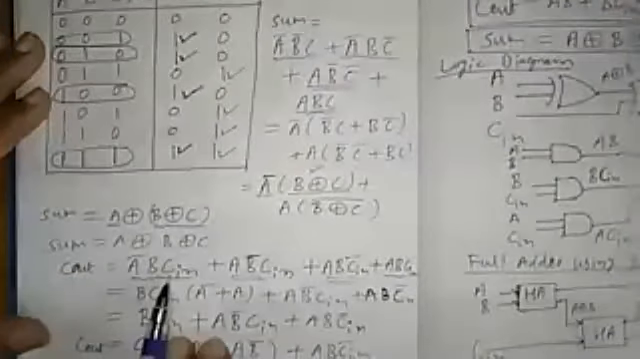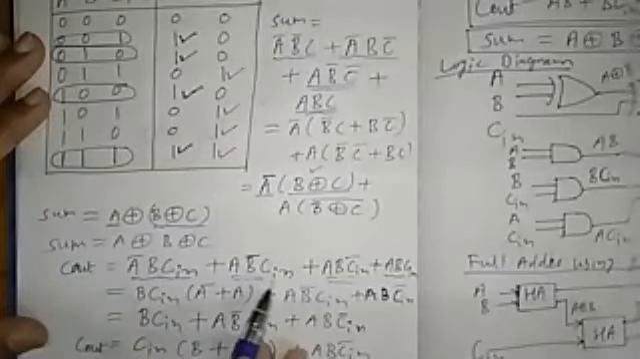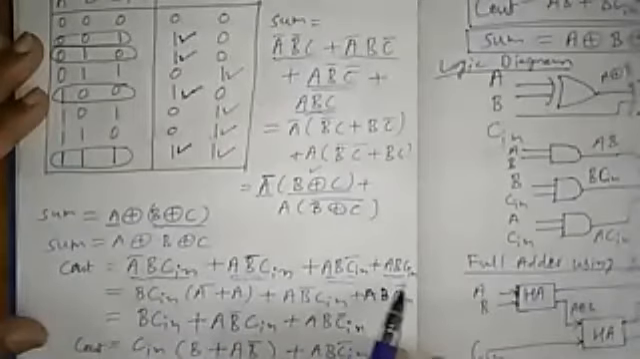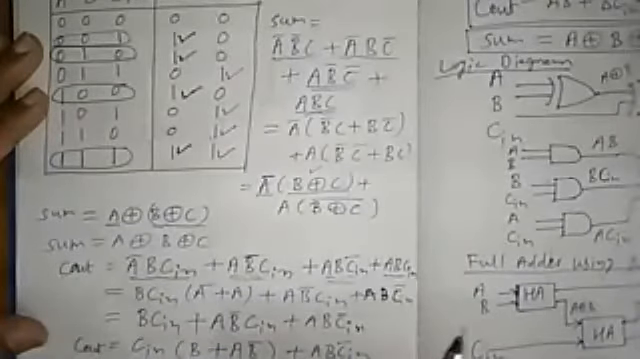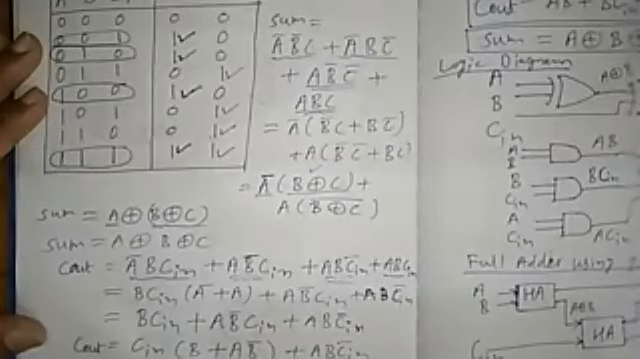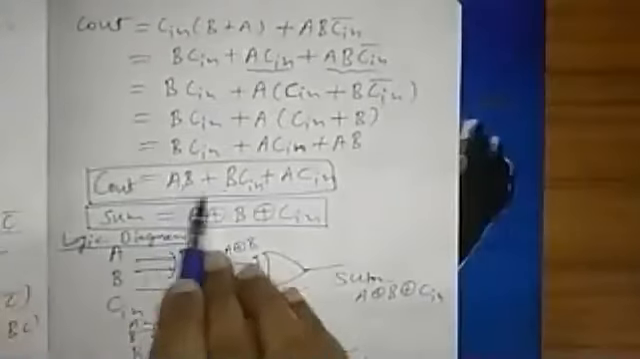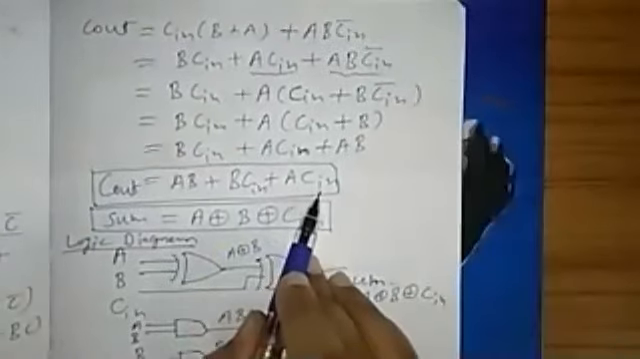Now Cout, if you take, it is A bar B Cin plus A B bar Cin plus A B Cin bar plus A B Cin. If you simplify this, go on simplifying, I will get this as AB plus BC plus AC.